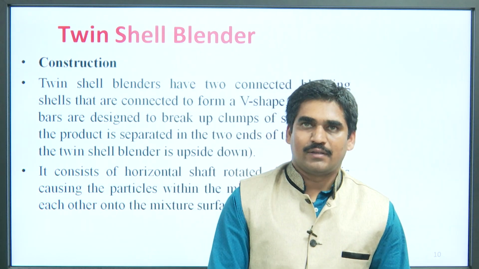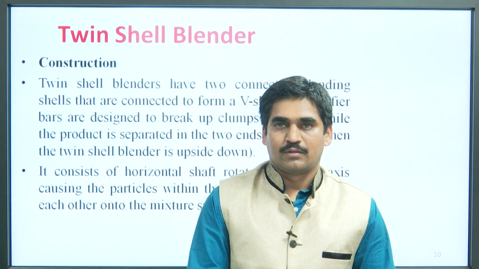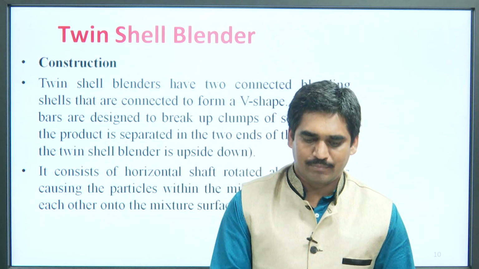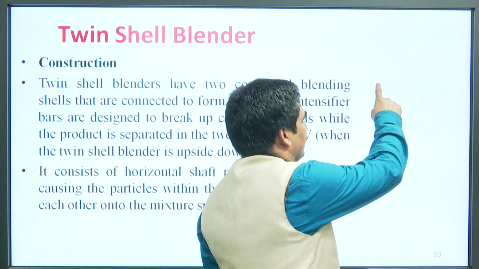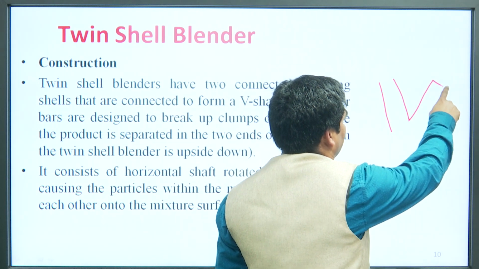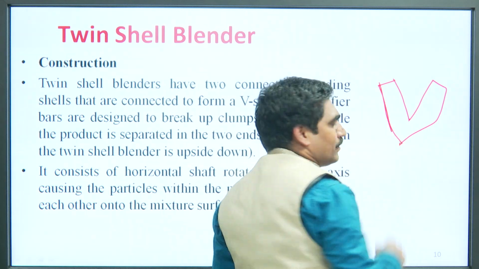In twin cell blender, we have two connected blending cells. That means, one is this, and another one is this type.